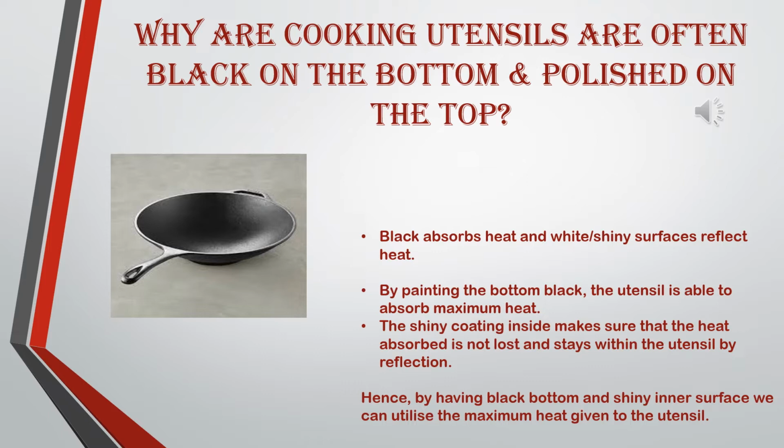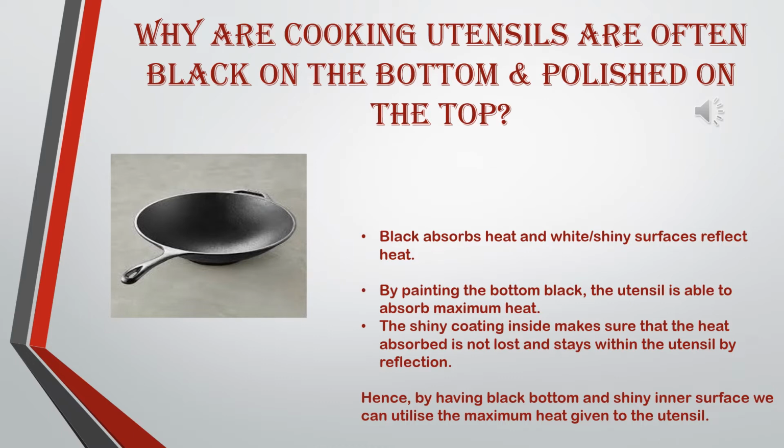First question is, why are cooking utensils often black on the bottom and polished on the top? The outer surface of a cooking utensil should be rough and black so that it absorbs more heat and cooking is done in less time. If the bottom of the cooking utensil be smooth and shining, then more heat would be reflected and the cooking time would be longer. So point wise, if you want to give the answer, I may help you.